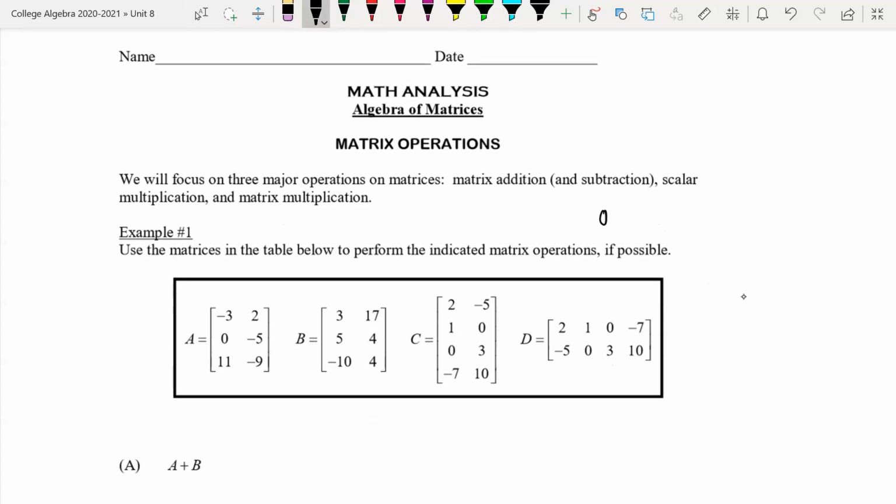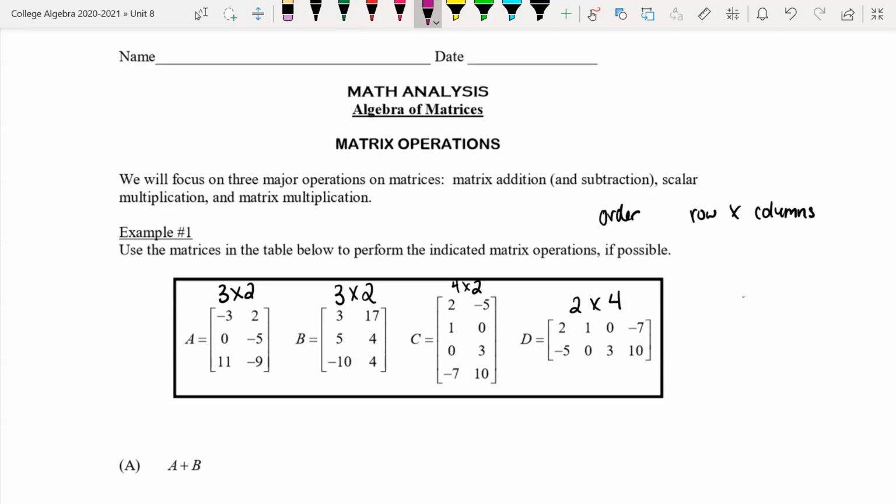The big thing is you need to know the order of a matrix, so that's rows by columns. And we always write this because it'll help you when you add or subtract. So like this matrix A right here, the first one, it's a 3 by 2 because I have 3 rows and 2 columns. Same way with B, it is also a 3 by 2. C is a 4 by 2, and D is a 2 by 4. All right?